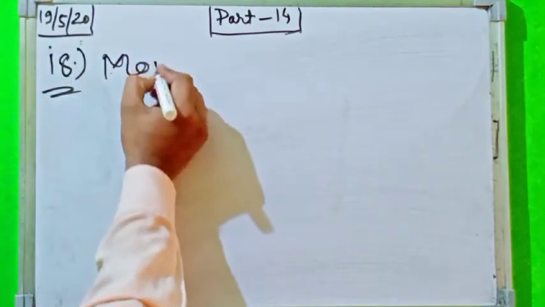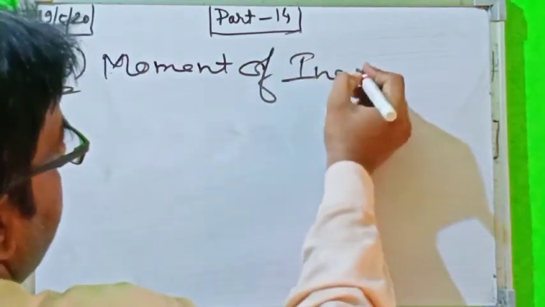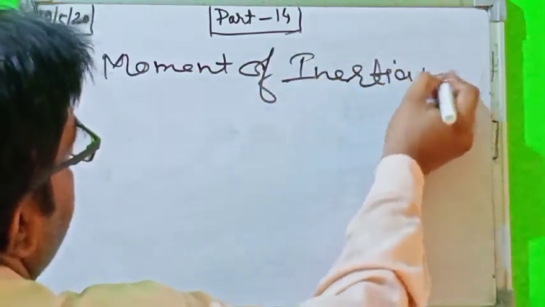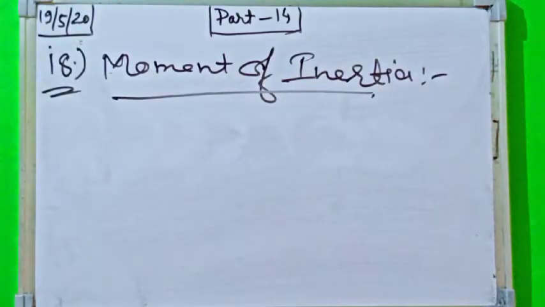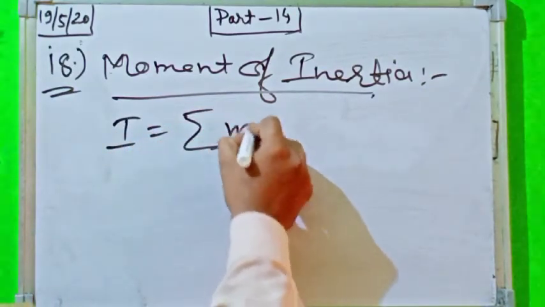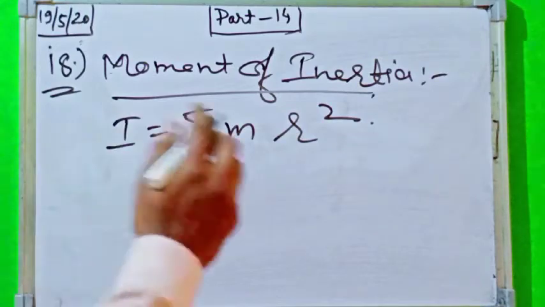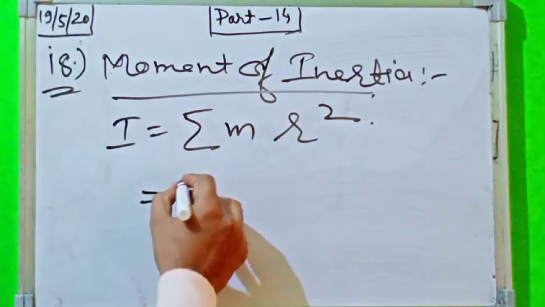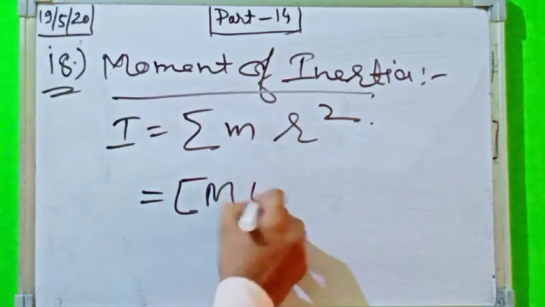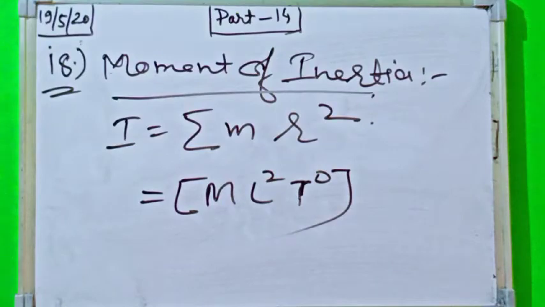Both have the same dimension. Now moment of inertia. This is the rotational analogue of mass. Moment of inertia can be represented by I is equal to summation m r square, and it is the product of mass and square of distance. So it can be written as M L^2 T0.